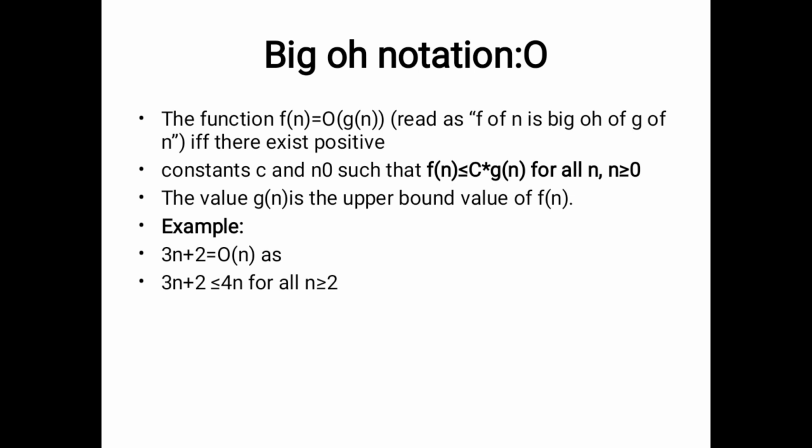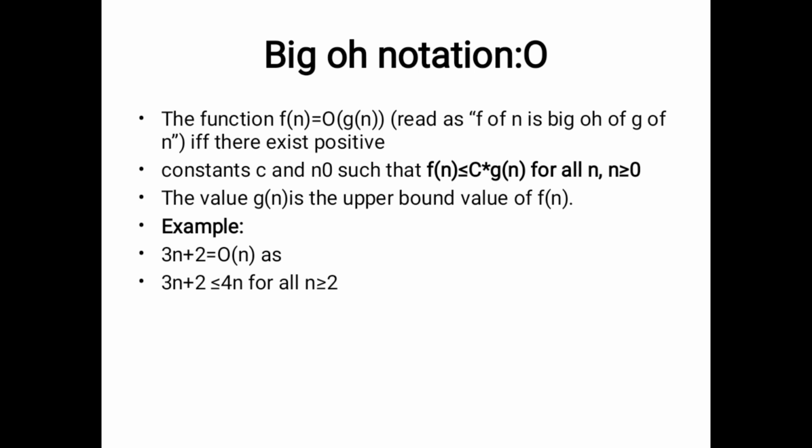Next we take c equal to 4 and n equal to 2. Here we put this c value and n value in f of n less than or equal to c into g of n. Then we get 8 less than or equal to 8. This condition is true, so it holds for n greater than or equal to 2. This is one example of big O notation.